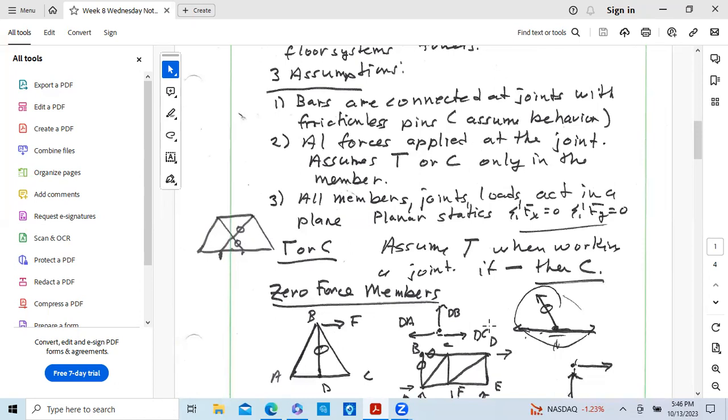Okay, have a nice weekend. We'll continue on here with a couple of examples of trusses using the method of joints, and then we'll use a second method called the method of sections to solve trusses, and we'll show that next week.